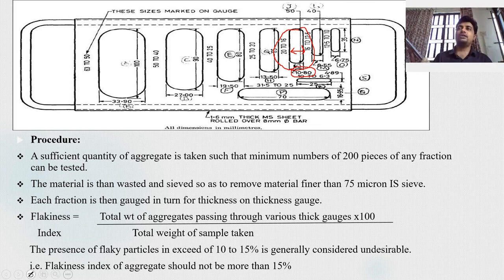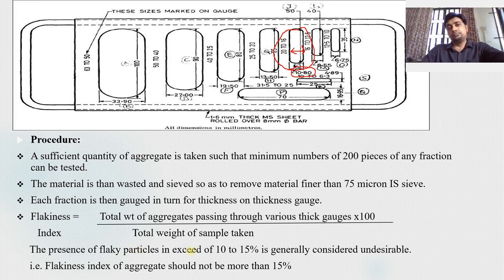Now what is the flakiness index? W2 divided by W1 multiplied by 100. It means you can get the flakiness index of the aggregate. This is simple. The percentage of flaky aggregate should not be more than 10 to 15%. Otherwise this will affect the property of the concrete mass. So we have to find out the flakiness index of the aggregates.